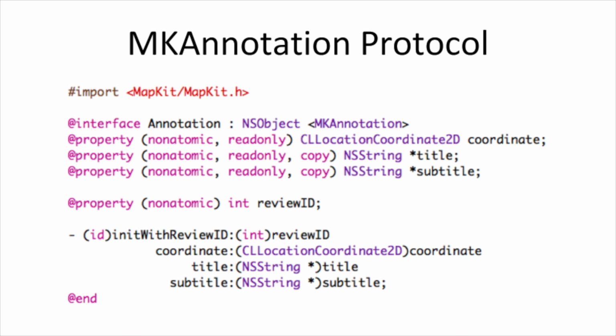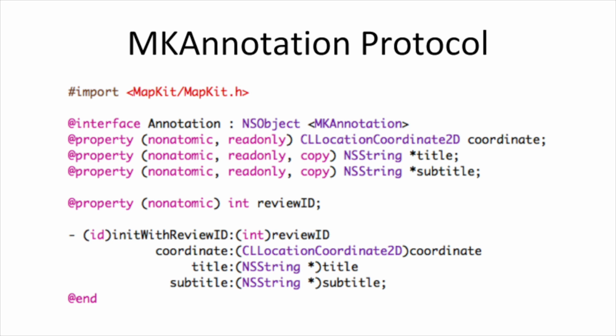Now, in this example, I've created a third property because I want to store the review ID, the ID of the database record that's being used, so I can track which pin's being tapped on. And as you can see, all the properties should be read-only. So the only way to set those properties is to create a custom initializer, and that custom initializer is going to have all the values passed to it.